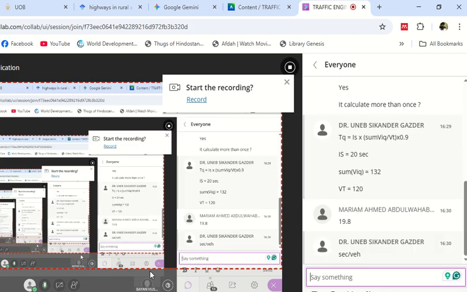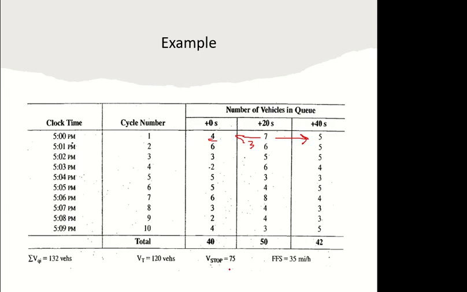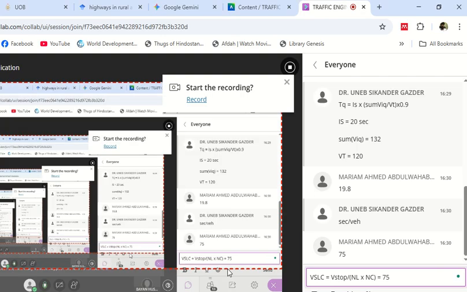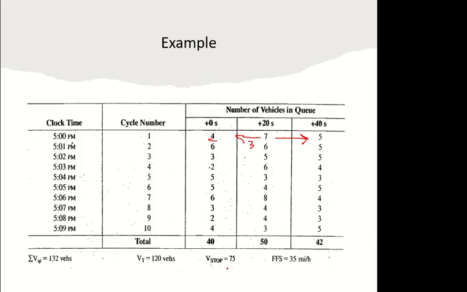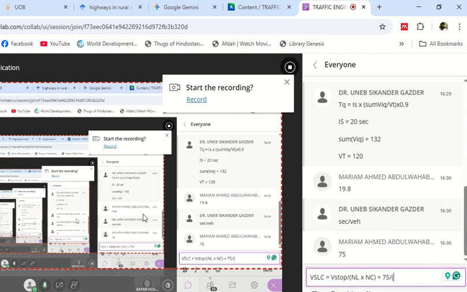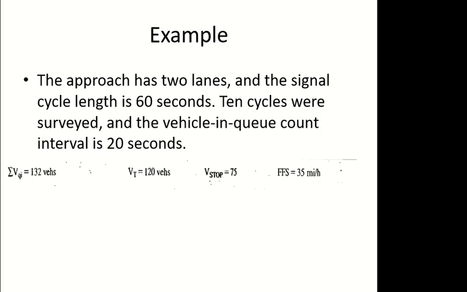The next thing we need to calculate is vehicles stopped per lane per cycle, which is how many vehicles stopped divided by number of lanes, number of cycles. How many vehicles stopped? We have 75 vehicles. How many cycles do we have? You can see each row is a new cycle, so 10 cycles. How many lanes do we have? It's given here. We have 2 lanes.